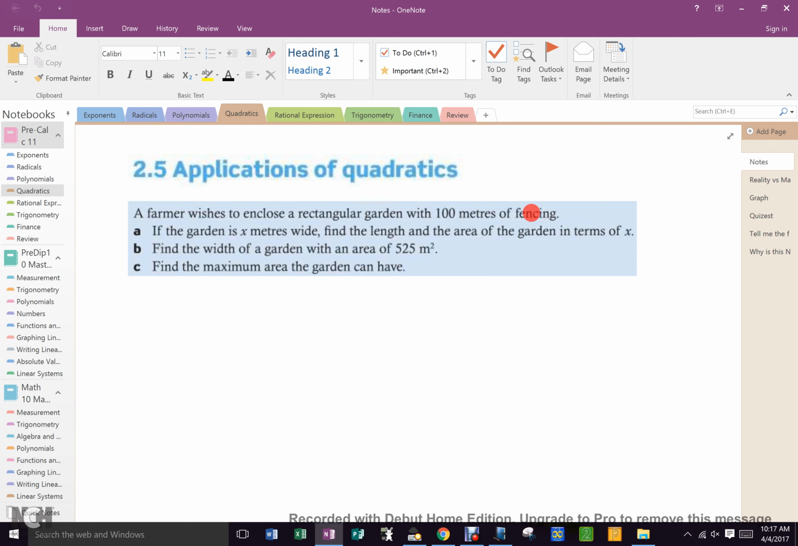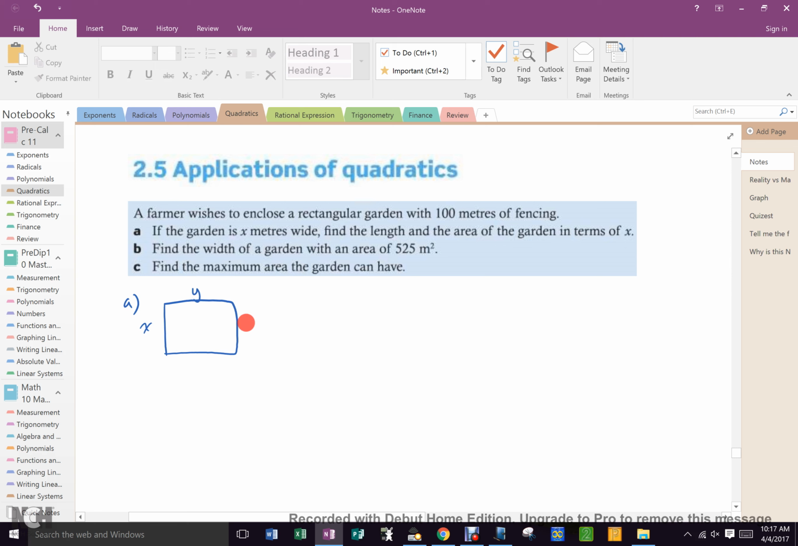So let us go on. So, here we go. Let's do some math. The garden is X meters wide. Find the length and area of the garden in terms of X. So what do we know about this garden? What shape will it have? A rectangle. Excellent. And the width is X. Do we know the length? No. So what should we give it? Y. Excellent. What do we know about X and Y?